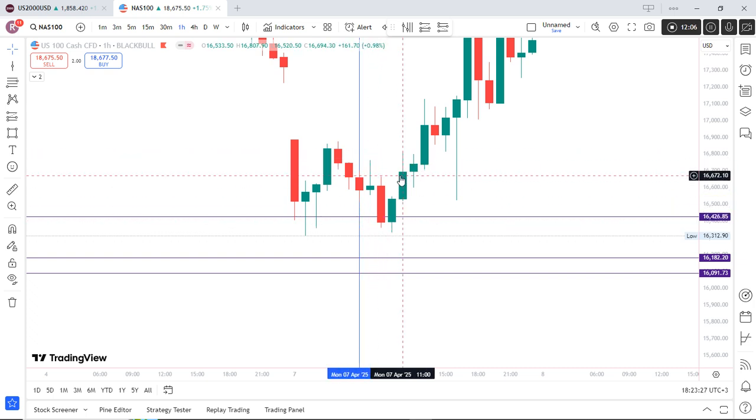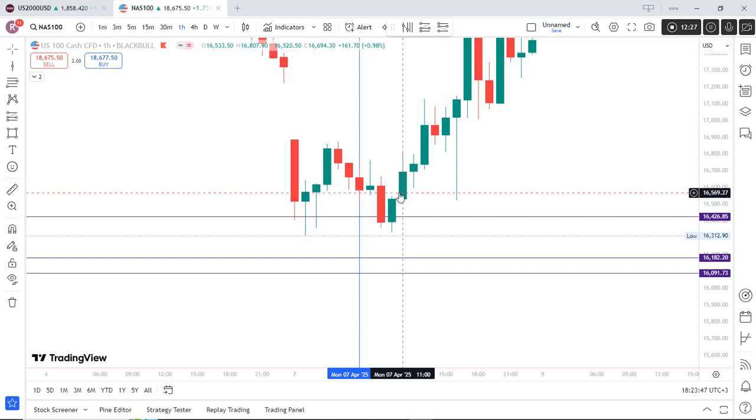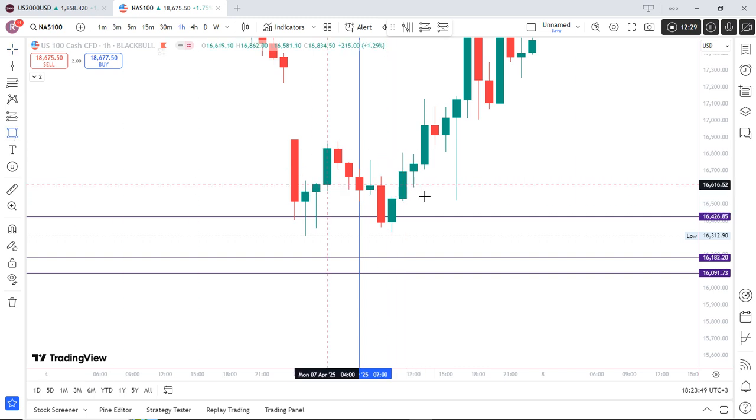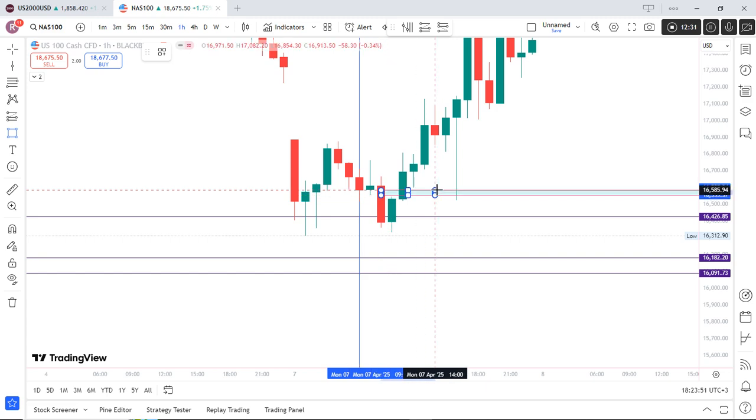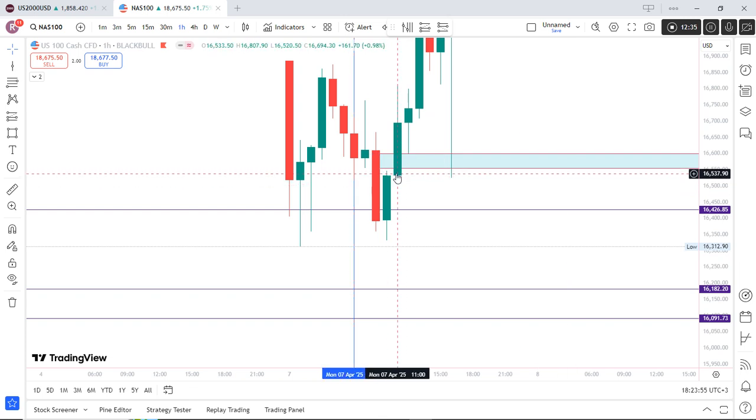Remember, I'm using UTC plus 3. So if you're using maybe UTC minus 4 or minus 5, it will be a different time to whatever I'm using. So I prefer you change it to UTC plus 3 for us to be on the same page, right? So this is the silver bullet. The silver bullet creates a bullish fair value gap, an hourly fair value gap. You can see it. This one right here.